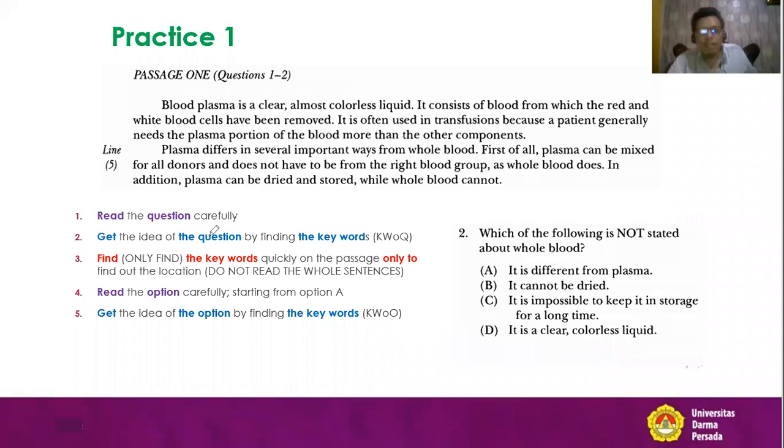Okay, so everybody, we have done the discussion of how we do the strategies. I hope it is clear. Now, if you don't have any question, let me go to the next exercise.